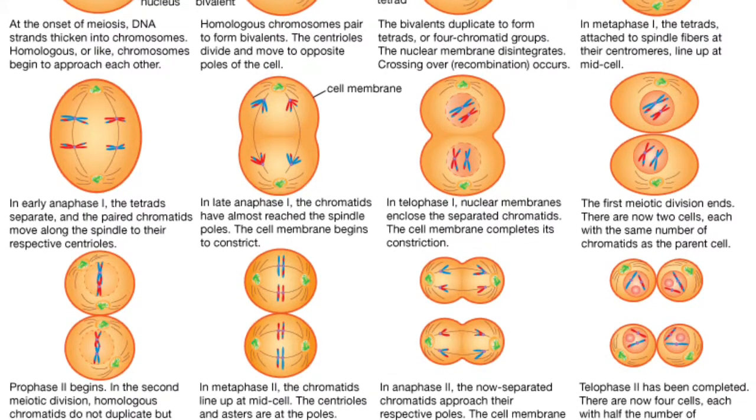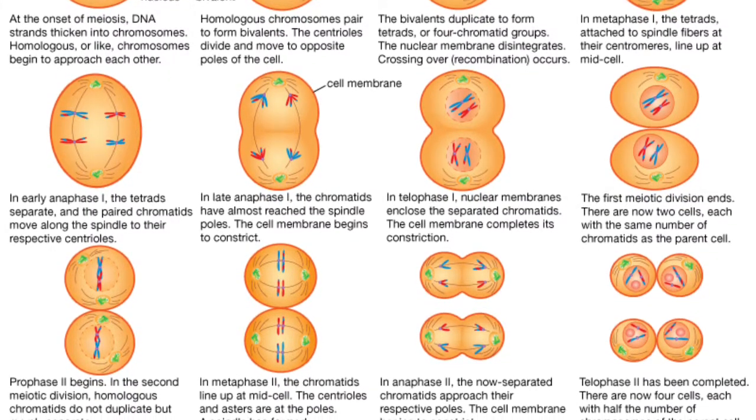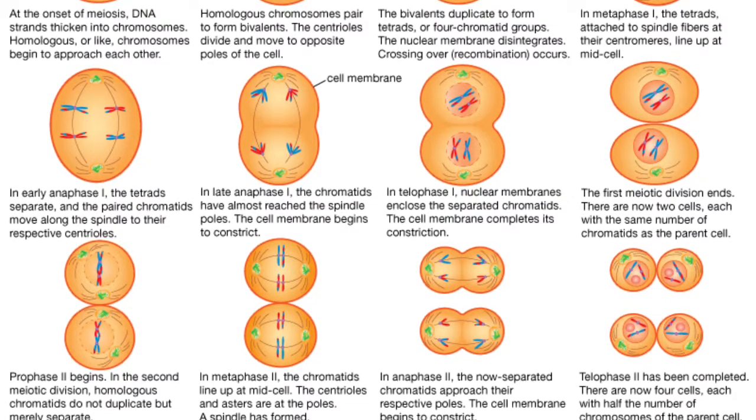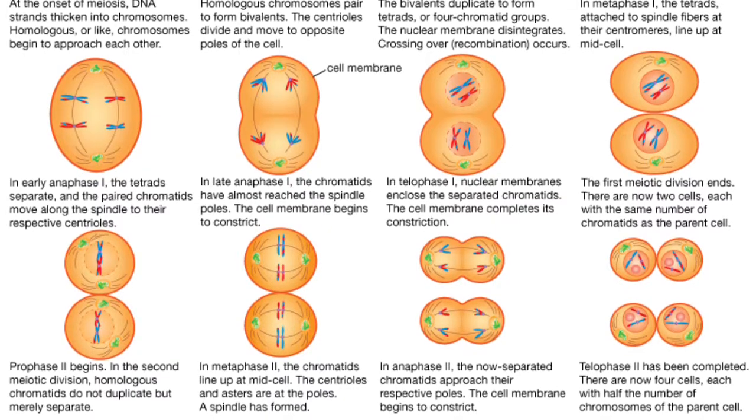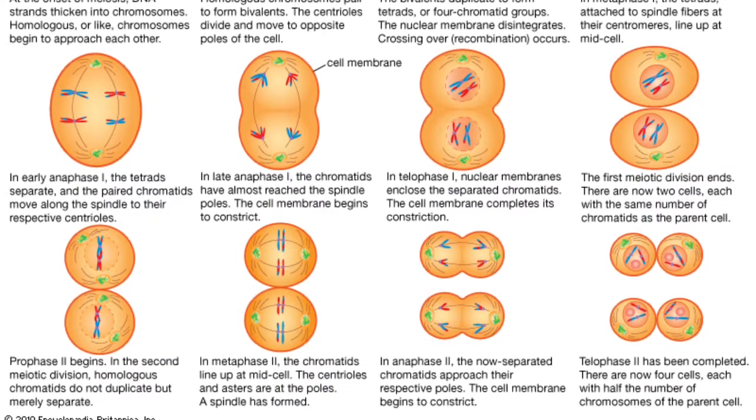In this case, it would be forming 4 new daughter cells, which makes it different from mitosis. Instead of just making 2, it is multiplying it and making 4.